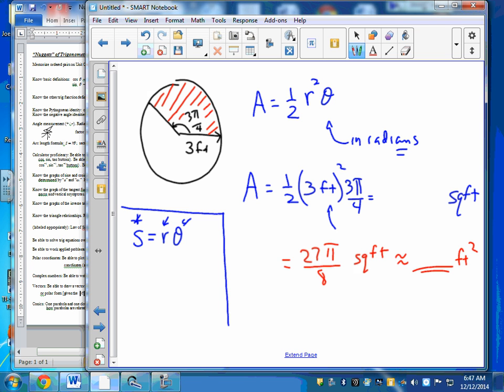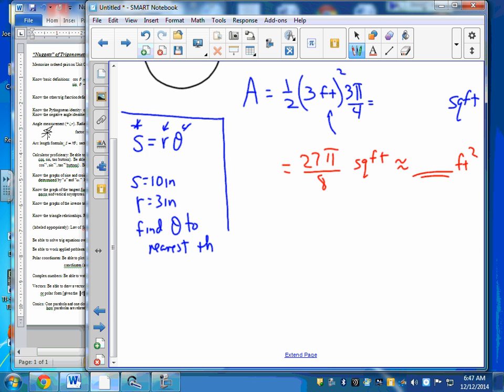Suppose I told you S is 10 inches, and I told you that the radius was 3 inches, and the task is find the angle, theta, to the nearest thousandth of a degree. And this is what we're going to do in degrees. Thousandth of a degree. Okay, so there's going to have to be a conversion sooner or later.